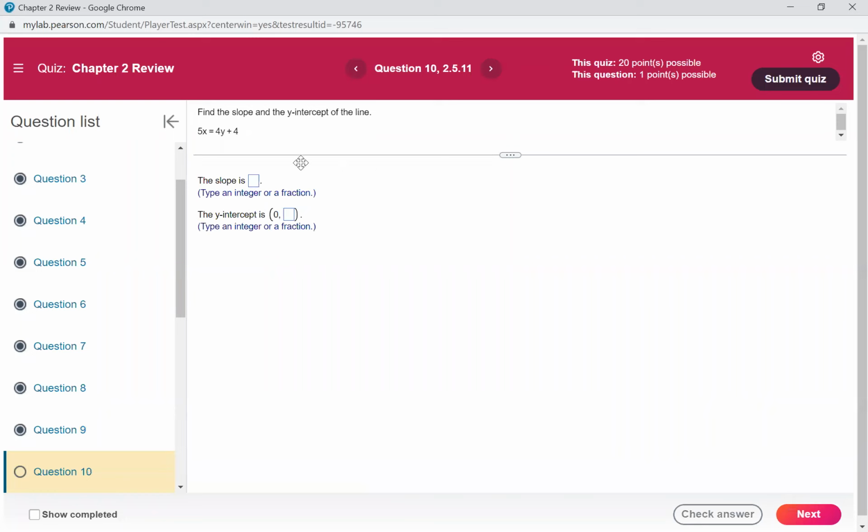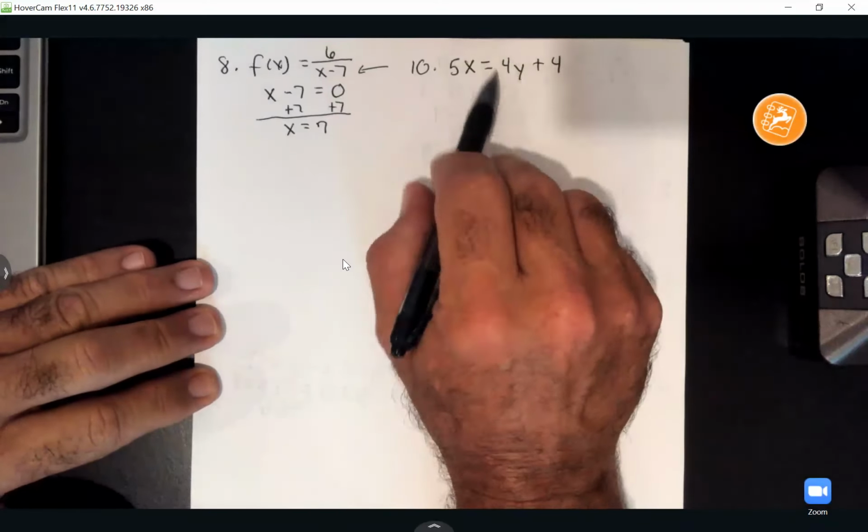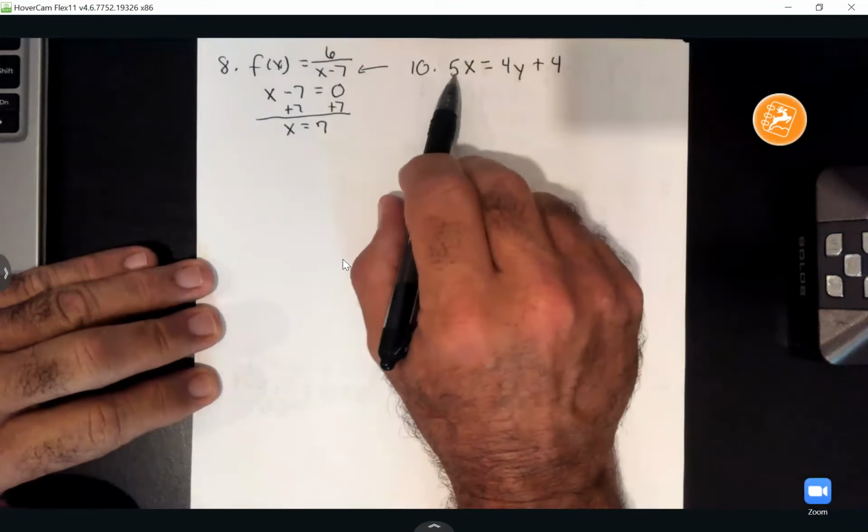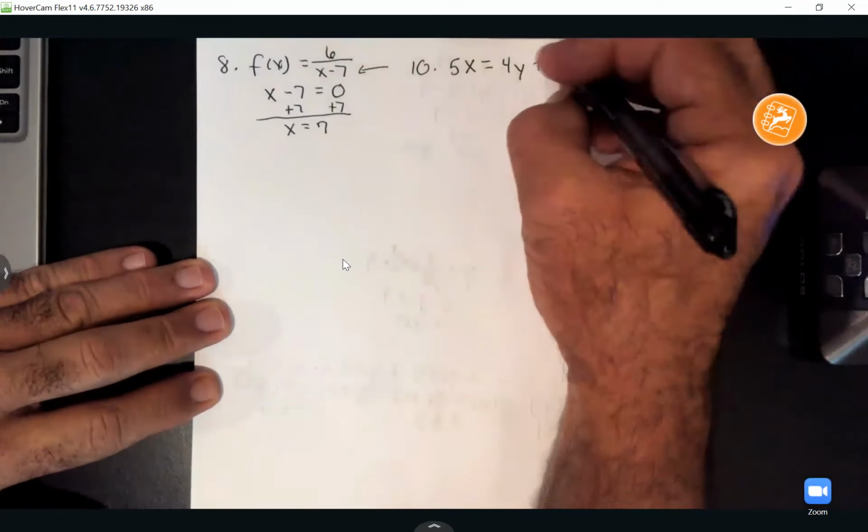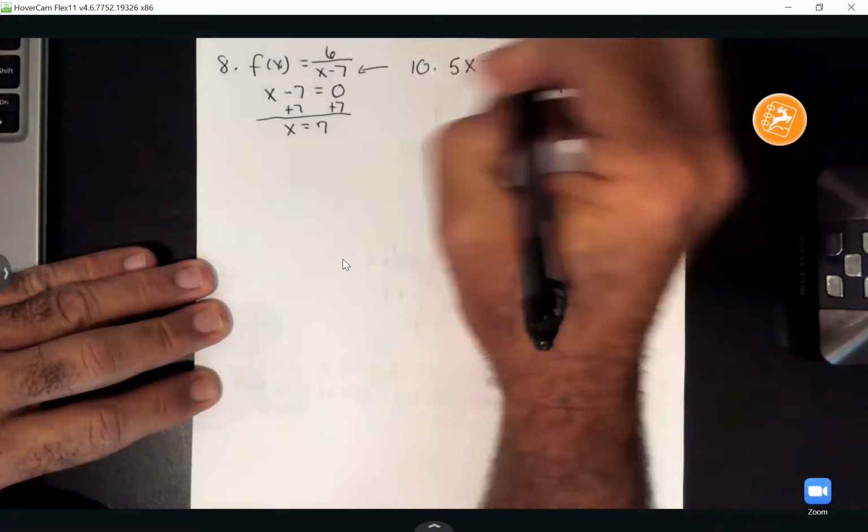Now, y'all, this one I'm actually going to write down for this number 10. Because for number 10, they're giving me 5x equals 4y plus 4. So for me to get the slope and y-intercept on this one, I got to solve it for the y. So y'all, let's go solve that thing for the y. Now, since my y is on the right side, I'm going to move everything to the other side, okay? So first, I'm going to move the 4 by subtracting 4.